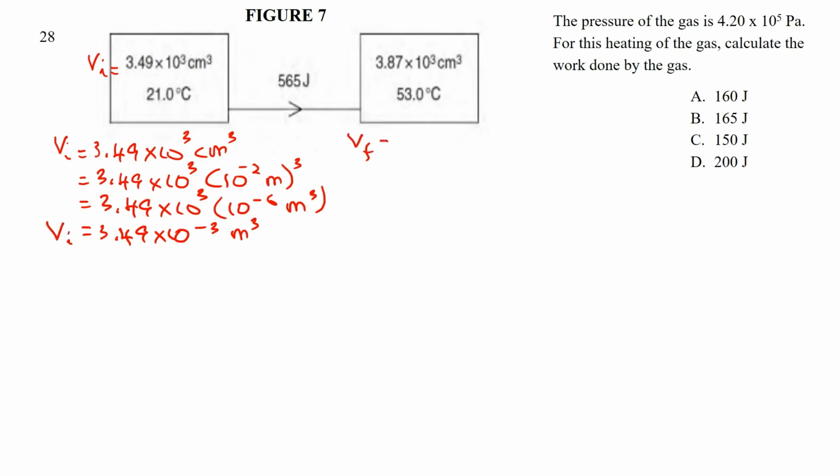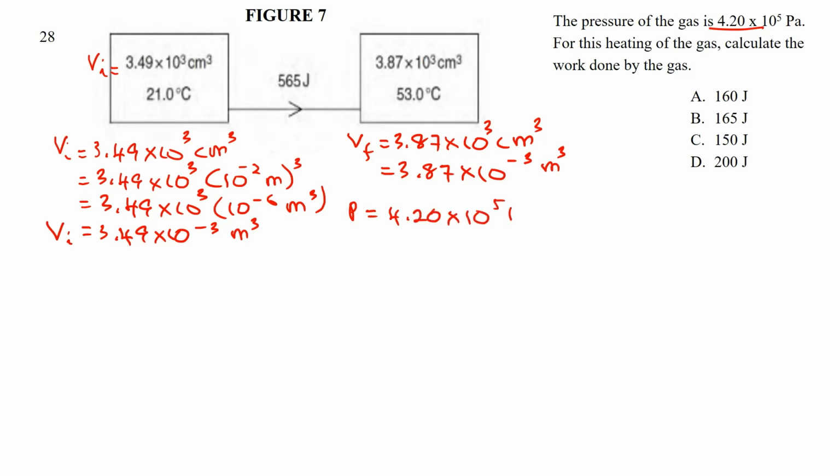So V final is given as 3.87 times 10 to the power of 3 centimeter cube. Convert to SI unit, 3.87 times 10 to the power of negative 3 meter cube. The pressure of the gas is given by 4.20 times 10 to the power of 5 Pascal. So we consider this process as isobaric process, so it occurs at constant pressure.